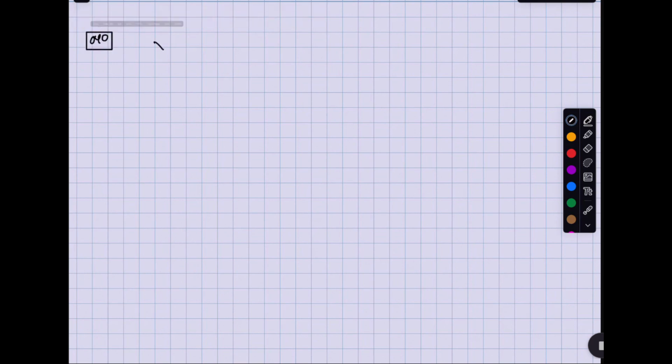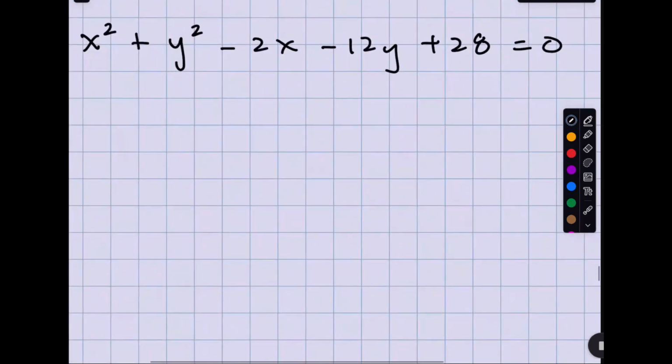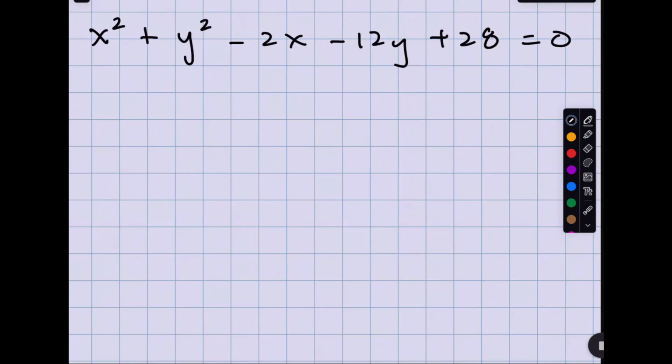It's x squared plus y squared minus 2x minus 12y plus 28 equal to 0. Okay? So let's go ahead and do that on your own. We only did one problem, so now you get to do it on your own. What was the first thing we did? Because this will probably help you with what we know, right? What was the first thing we did?